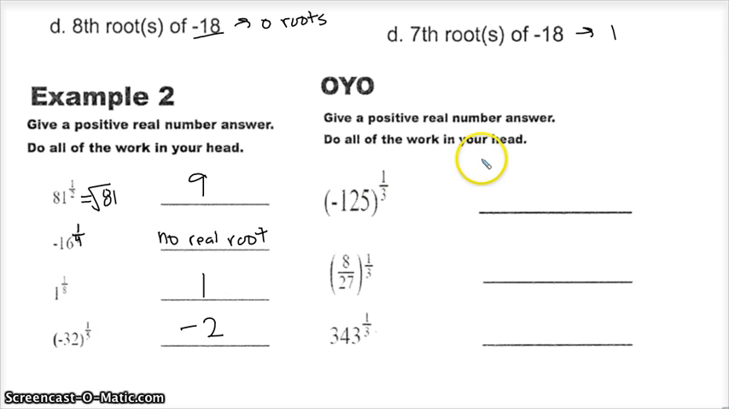On your own, try to do the next set of examples and then check your answer. You should have gotten -5, 2/9, and 7. All right, let's flip to the back.